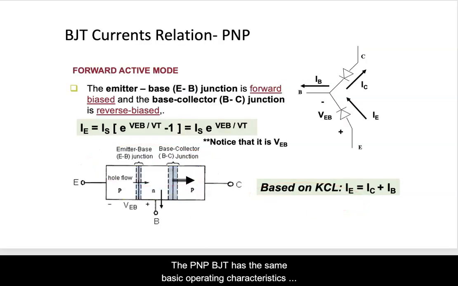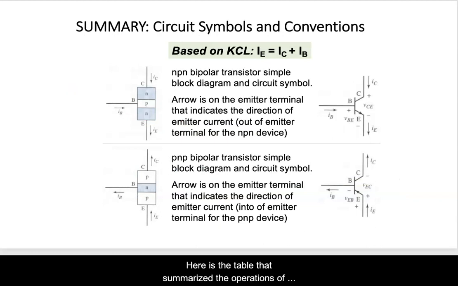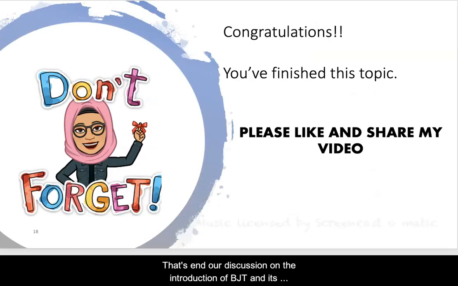The PNP-BJT has the same basic operating characteristic as the NPN-BJT. The primary differences are found in the polarities of the voltages of the circuitry and the directions of the currents IC, IE, and IB. Here is the summarized operating characteristic of NPN and PNP-BJT. And that's our discussion on the introduction of BJT and its operating characteristic.